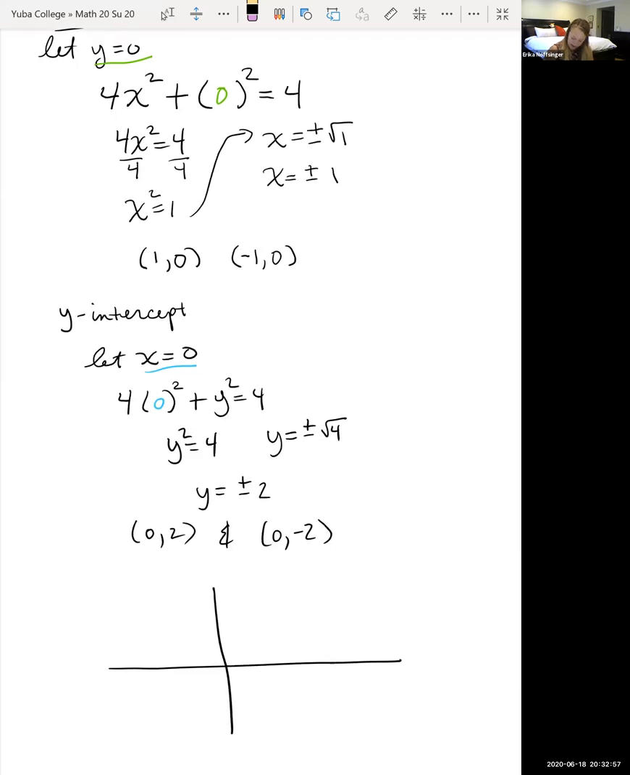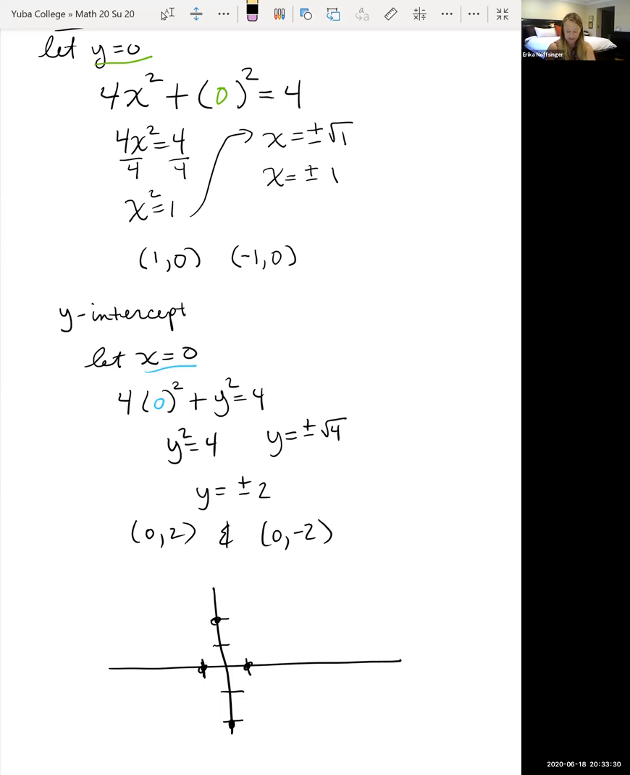So far we have points at (0, 2), (0, negative 2), (1, 0), and (negative 1, 0). It actually didn't tell us to graph it. It just wanted x, y intercepts and symmetry.